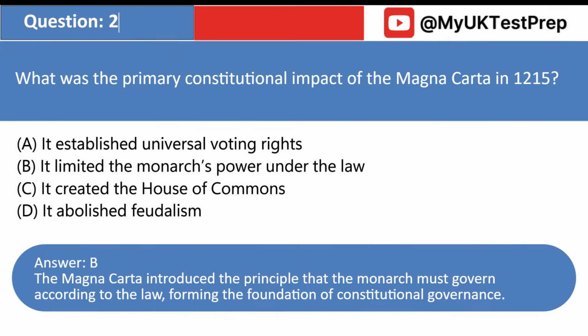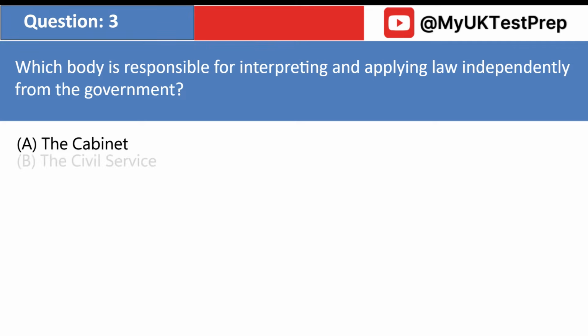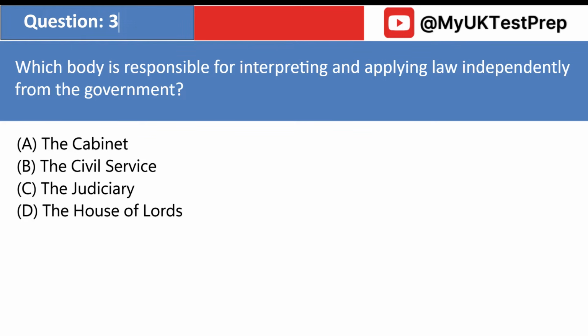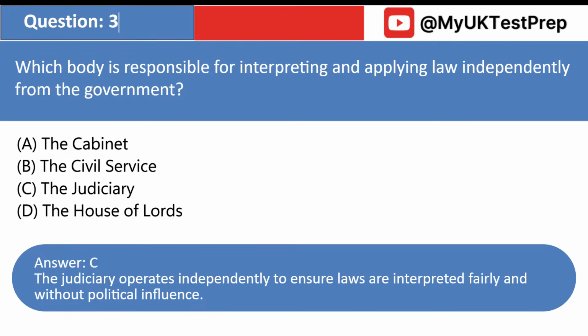The Magna Carta introduced the principle that the monarch must govern according to the law, forming the foundation of constitutional governance. Which body is responsible for interpreting and applying law independently from the government? A. The Cabinet. B. The Civil Service. C. The Judiciary. D. The House of Lords. Answer: C. The judiciary operates independently to ensure laws are interpreted fairly and without political influence.